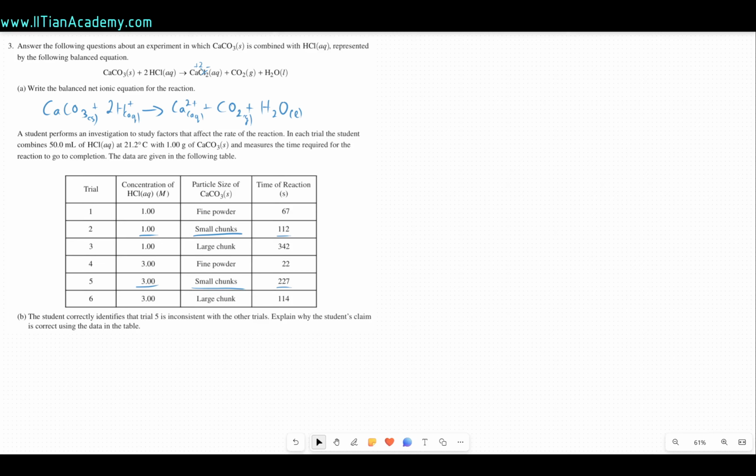So comparing, for example, 1 and 2, that would make sense, or 1 and 4. Compare 1 and 4, they have the same concentration, the same particle size. 4 has a larger concentration, and we can indeed see that the reaction was faster. However, 2 and 5 don't show this relationship. So 5 is slower, even though it has a larger concentration. And as we know from the syllabus, this should be the other way.